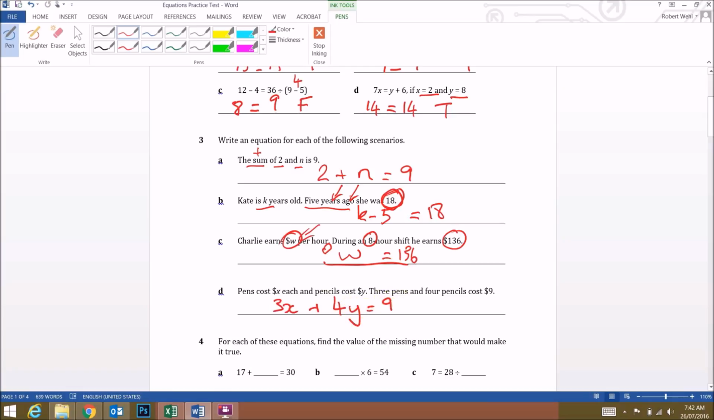For each of these equations, find the value of the missing number that would make it true. 17 plus something equals 30. That something is 13. B, something times 6 equals 54. That's 9. And C, 7 equals 28 divided by something. It's divided by 4.